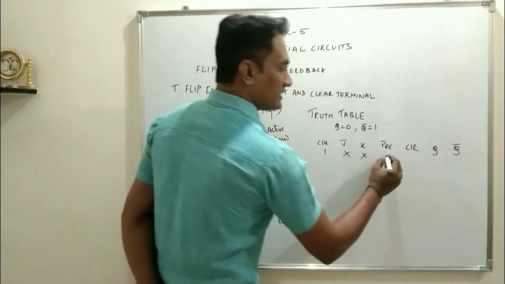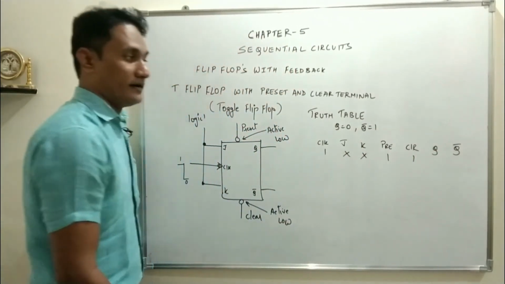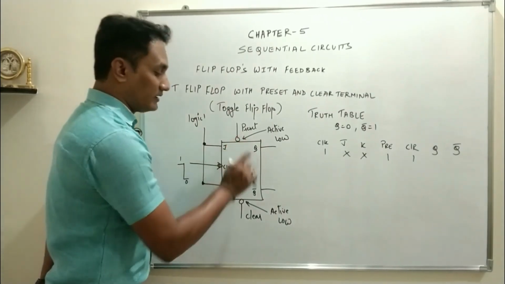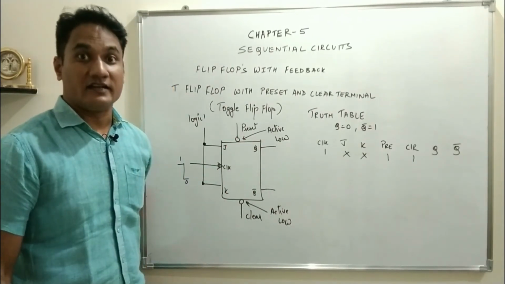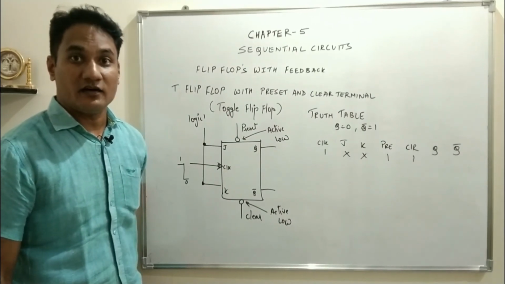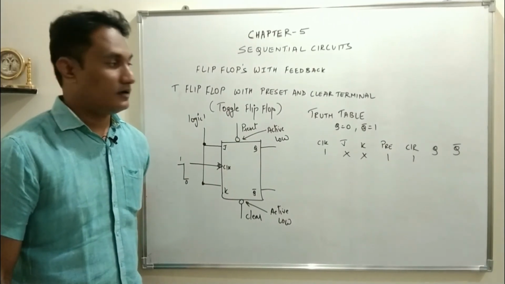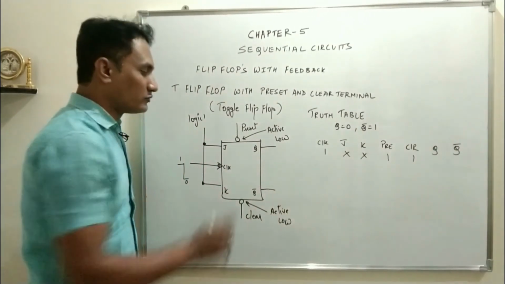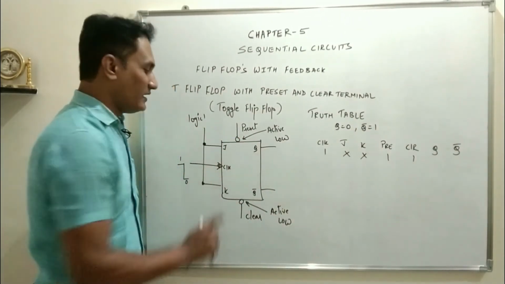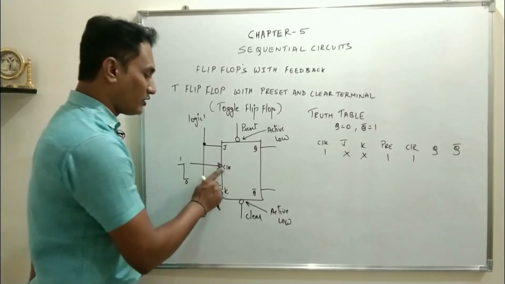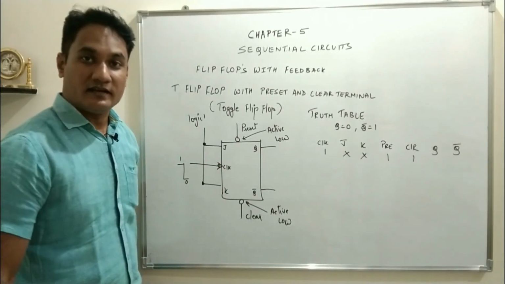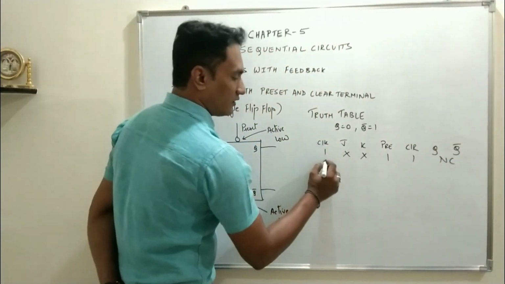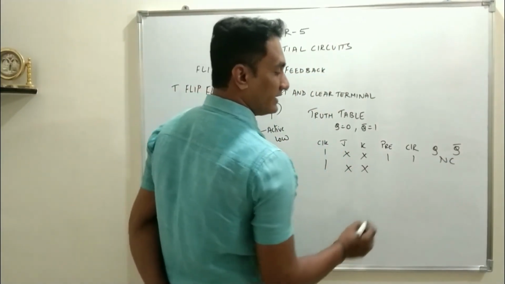So let's say initially both preset and clear are 1. What will happen? Just remember that preset and clear terminals are active low. They will be activated only when 0 is given to them. But we are giving 1. So will there be any change in the output condition? Both preset and clear are deactivated. J and K are deactivated because the clock is still 1. So there will be no change in the output condition. Still the clock is 1, we don't care about the J and K condition.